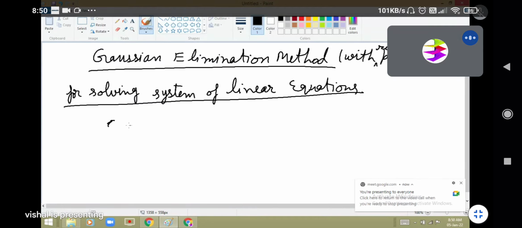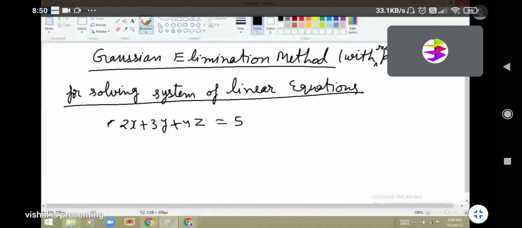Give the particular example: 2x plus 3y plus 4z is equal to 5. Is this a system of linear equations or a linear equation? This is a linear equation. And please give an example of a system of linear equations.